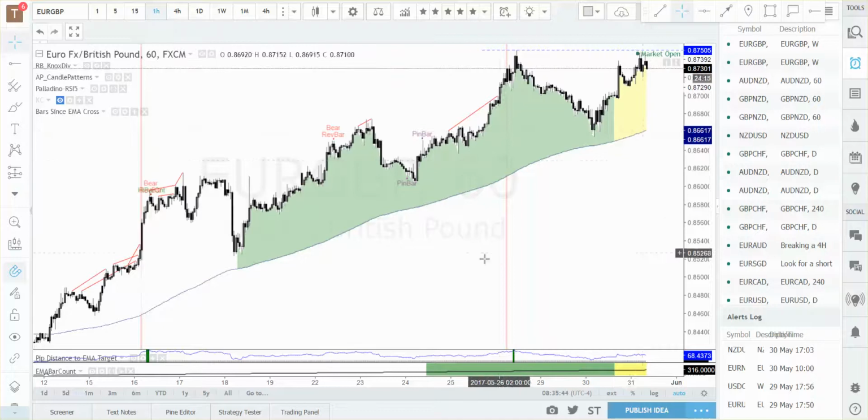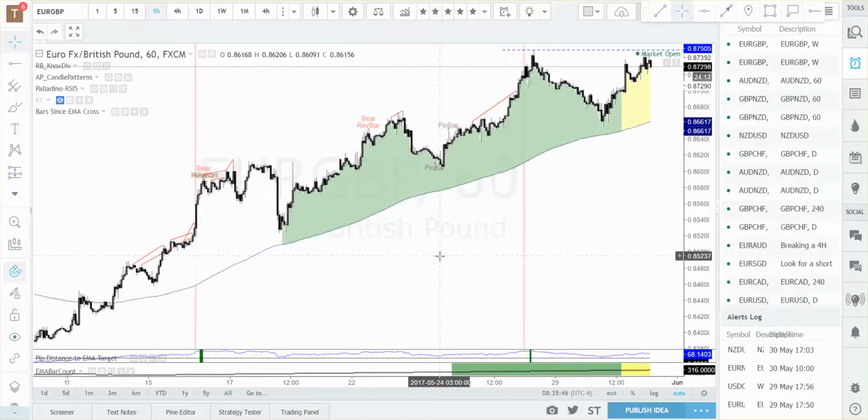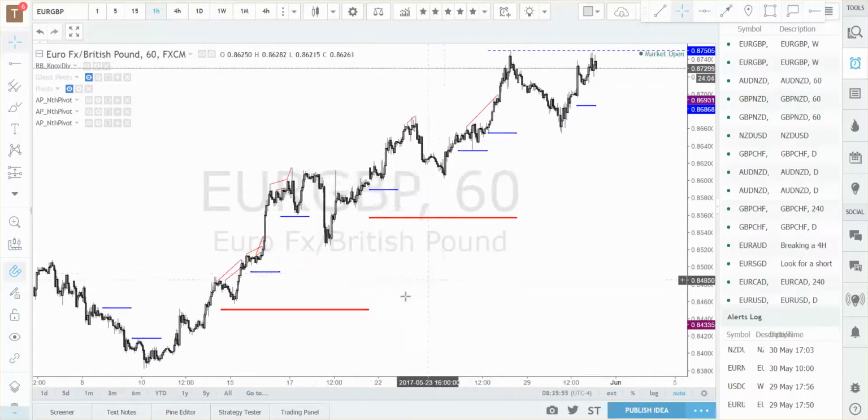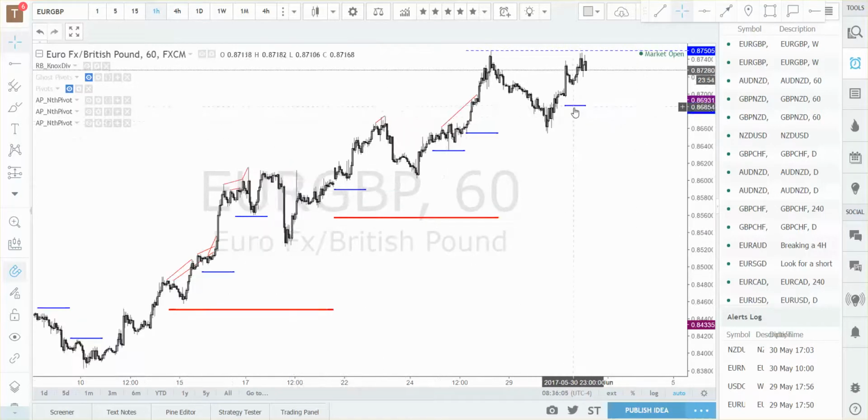This is not the only way I measure extension. I use missed pivots as well to measure extension. In fact, let's look at the missed pivot chart real quick. We have blue, so blue are the daily pivots, and red are the weekly pivots. So we have 2 missed weekly pivots down here. We have a missed daily pivot up here. This is a nice target. So that might be a nice target to shoot for as well.